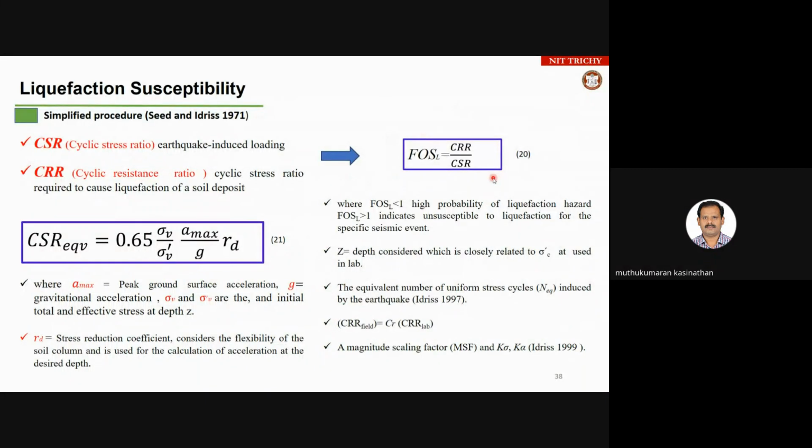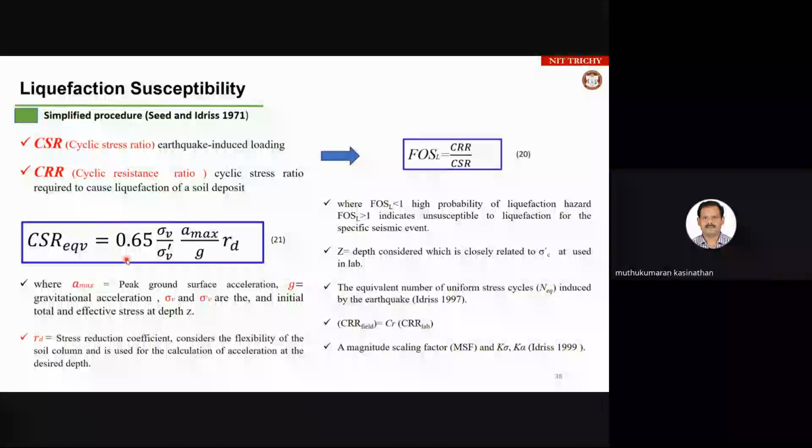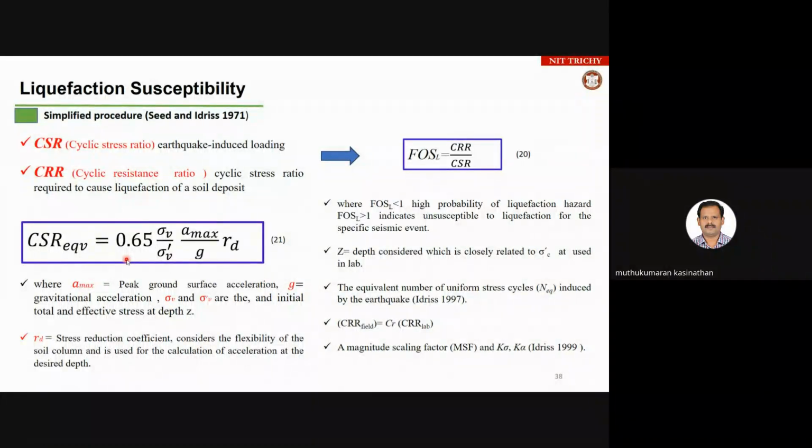Also, this method was developed by Seed and Idriss in 1971. This method is very popular. Using this method, you are able to get the CSR ratio. By using this concept, after getting the CRR and CSR, you are able to get the factor of safety.